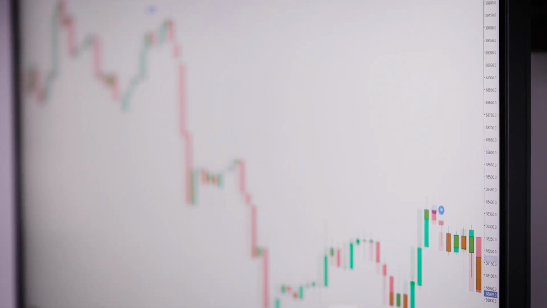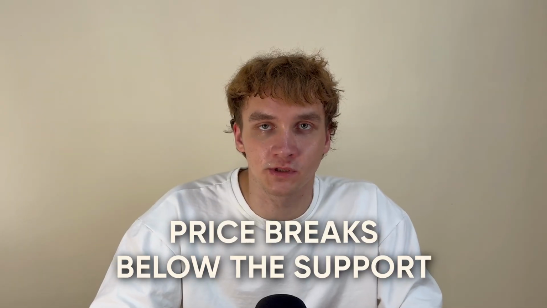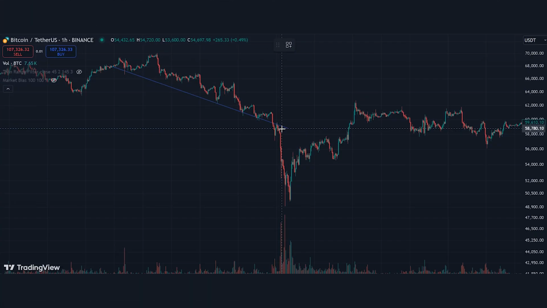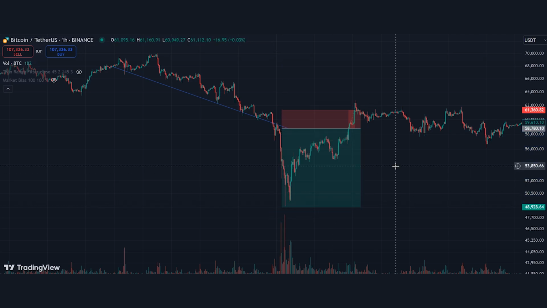After a breakout, wait for a test of the broken level. If the support level now acts as a resistance, it's a strong signal to enter a short trade. Tests show that the market accepts the new structure. A failed attempt to reclaim the broken level often leads to a strong continuation in a new direction. Here is an example. Price breaks below the support, retests it, and fails to move back above. Entering a short trade here with a stop above the new resistance level sets you up for a strong downtrend.